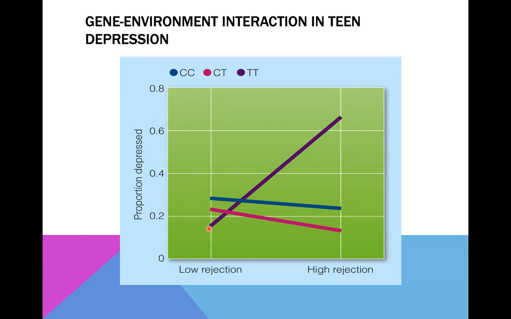However, if you have this TT strand and you're in a bad environment, in this high rejection environment, the proportion of individuals with this allele of this gene are proportionally more depressed than those that have the CC and CT gene, suggesting that your expression of depression is not just a function of your environment, right? Because otherwise all crappy environment individuals would be depressed. But if you're in a crappy environment and you have a specific gene, then those two things interact to result in a higher chance of teen depression.